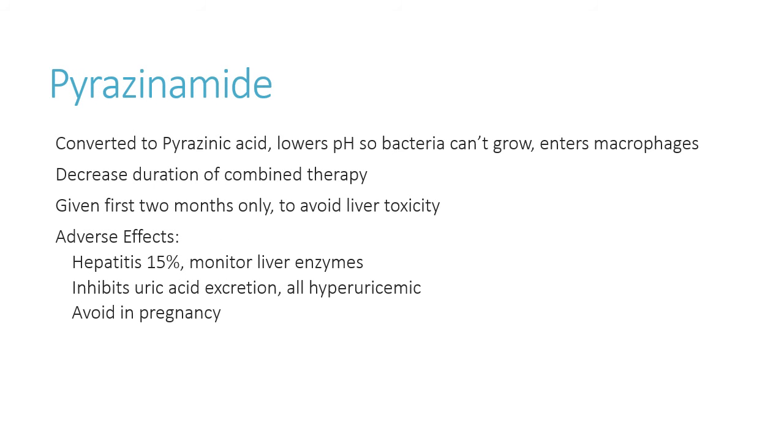And then the last drug here is going to be pyrazinamide. This one is going to basically lower the pH of the bacteria so it actually can't grow any further, and kind of helps to facilitate macrophages from coming along and chomping up the TB itself. And again, by adding this on, you can decrease that duration of therapy somewhat significantly, which is good.